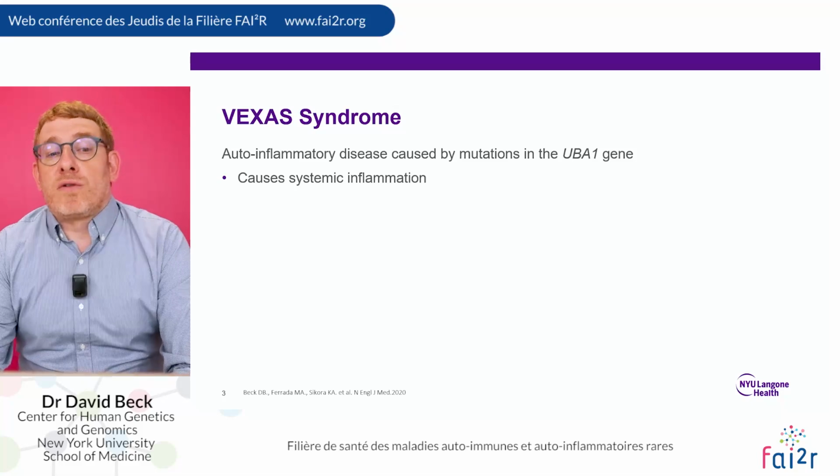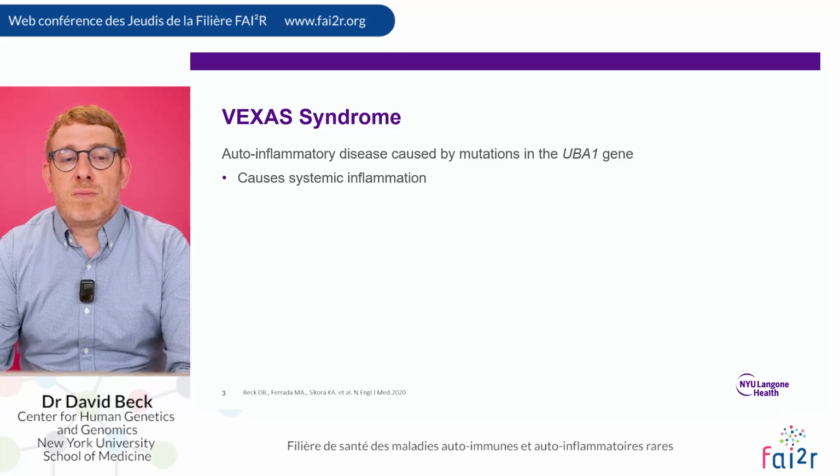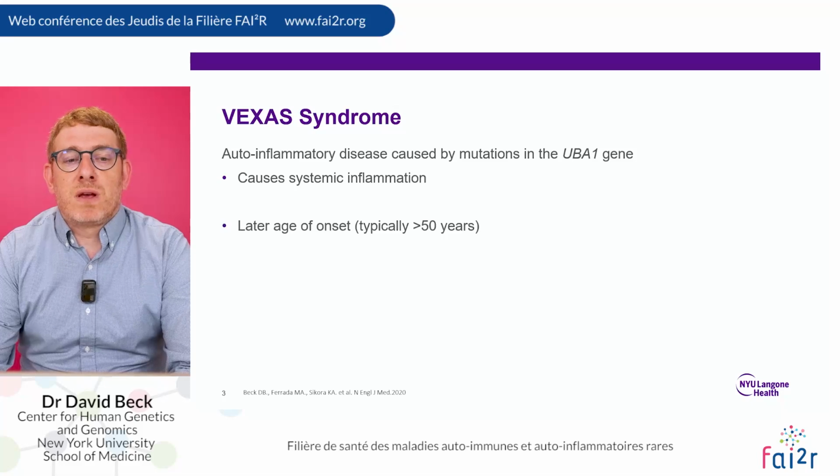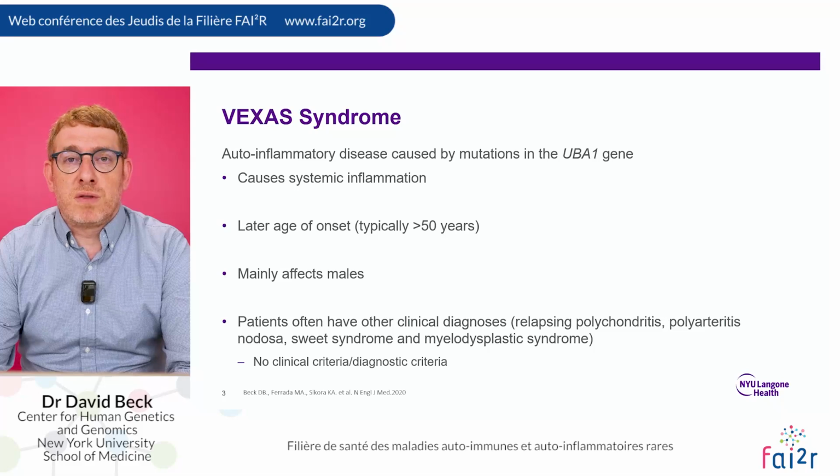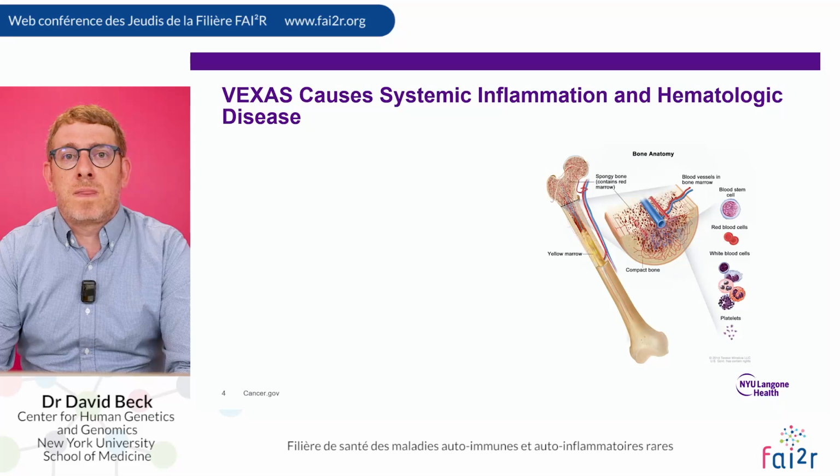So Vexas syndrome is an auto-inflammatory disease caused by mutations in the gene UBA1. It causes systemic inflammation. It happens at a later age of onset, typically in patients over 50 years of age. It mainly affects men because the gene is on the X chromosome. And patients often have other clinical diagnoses, myelodysplastic syndrome, Sweet syndrome, even lupus, rheumatoid arthritis, yet they carry the UBA1 mutation and have symptoms that are atypical for their clinical diagnoses. So it's not just found in patients who are undiagnosed. And we don't yet have clinical and diagnostic criteria for Vexas syndrome, although the mutation is what defines the disease.